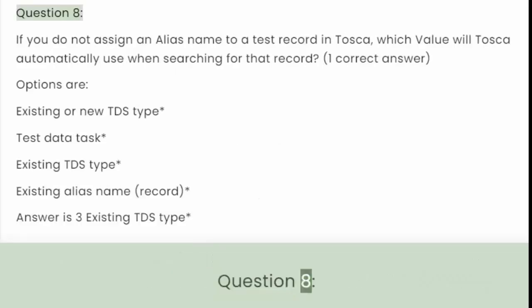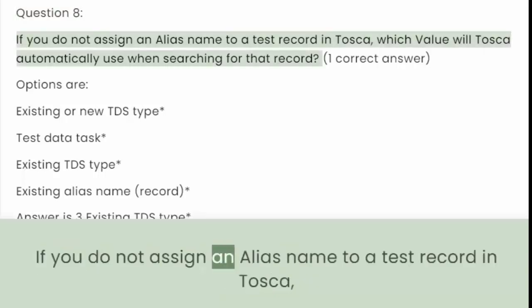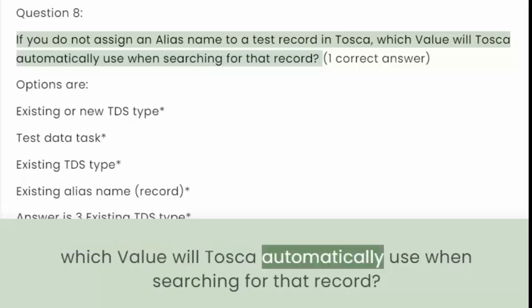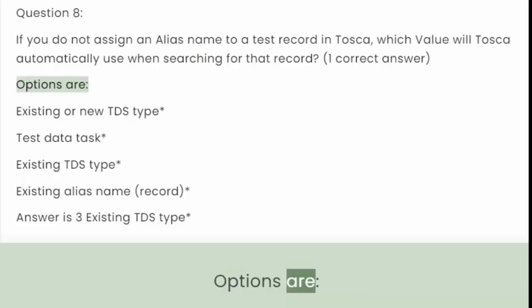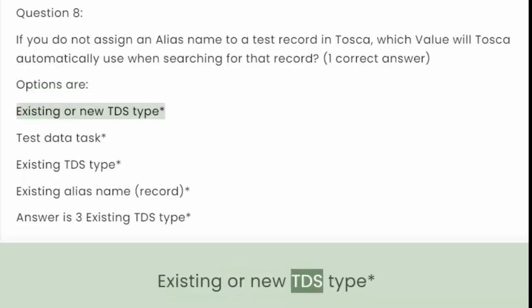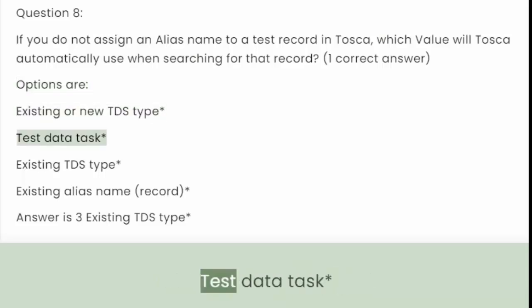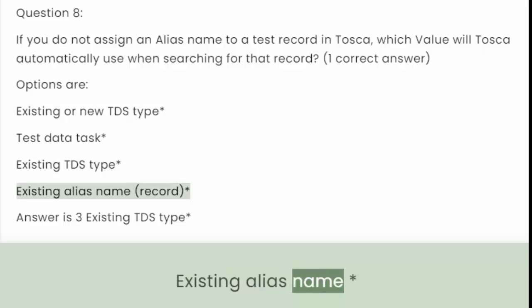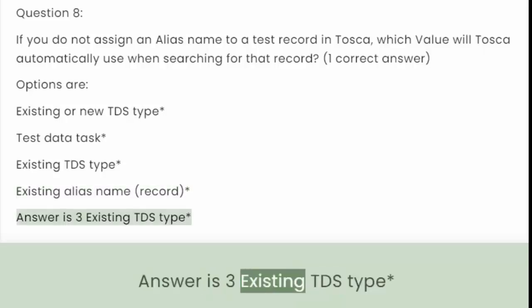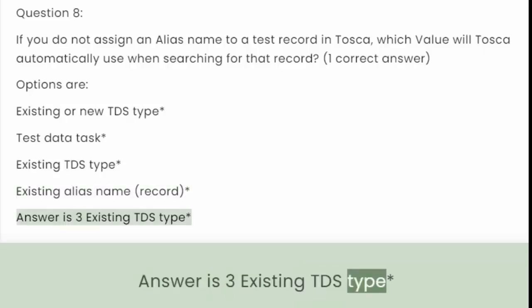Question 8. If you do not assign an alias name to a test record in Tosca, which value will Tosca automatically use when searching for that record? Options are existing or new TDS type, test data task, existing TDS type, existing alias name. Answer is 3. Existing TDS type.